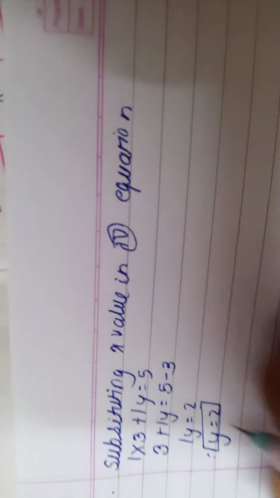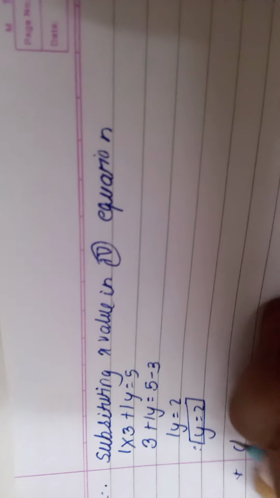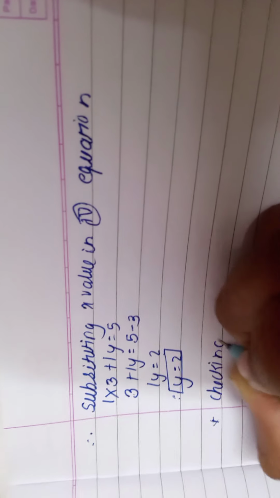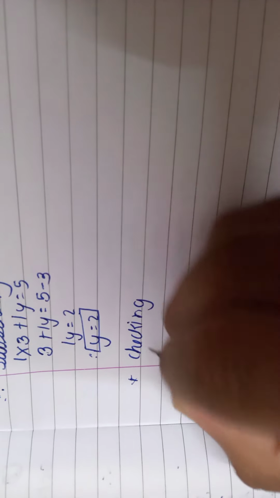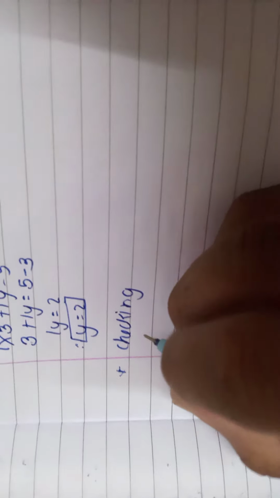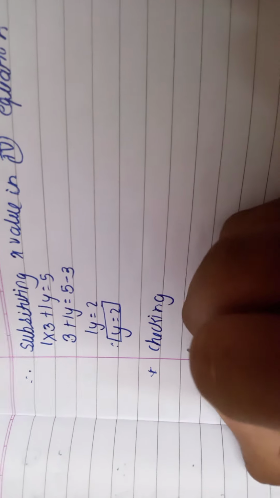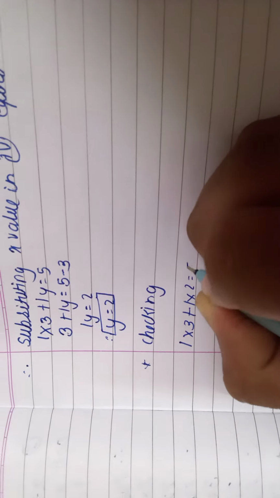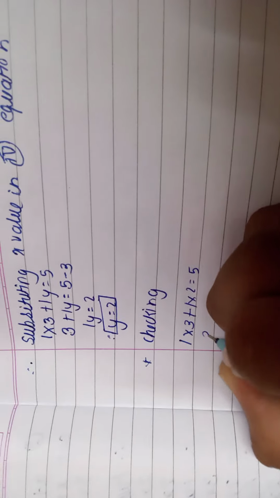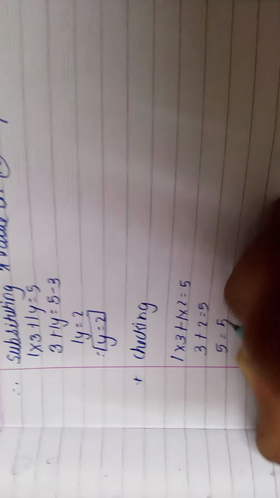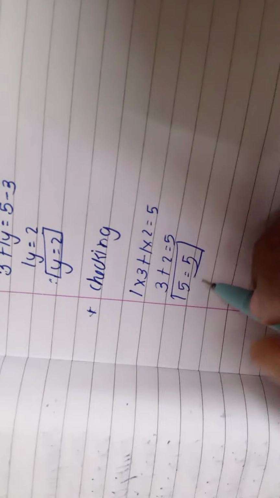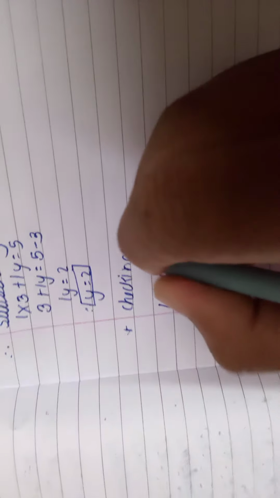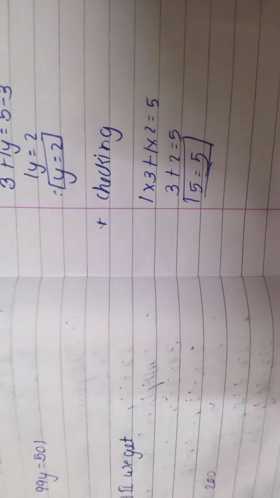We got our answer. Now we will check it. We will write checking. We will do it in the same sum only. So 1 into 3 plus 1 into 2 is equal to 5. 1 threes are 3 plus 1 twos are 2 is equal to 5. 5 is equal to 5. Therefore our sum is also right. I have done this checking with the fourth equation, same to same, guys.